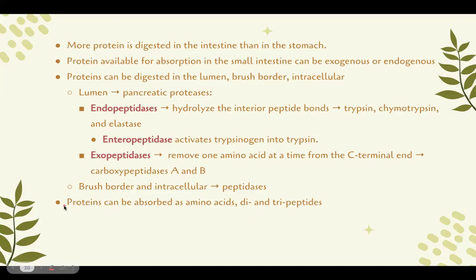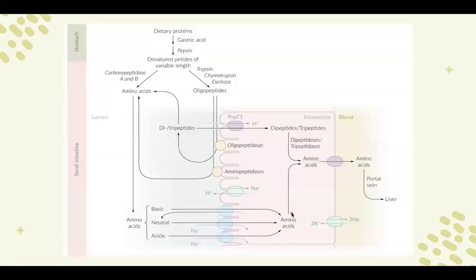Now, another thing about proteins that makes them different from carbohydrates is that they can be absorbed as amino acids, but they can also be absorbed as di and tripeptides, unlike carbohydrates, which had to be monosaccharides. Here, proteins can be amino acids, they can be peptides, di and tripeptides. All right? Okay. Now, this is kind of the whole process of protein digestion and absorption.